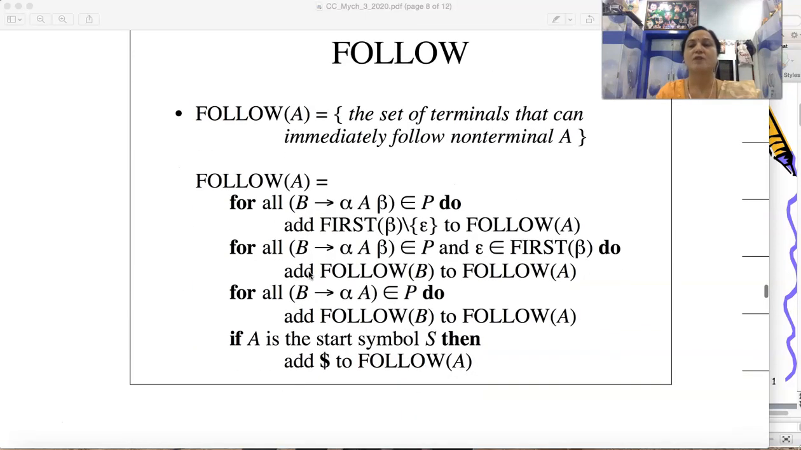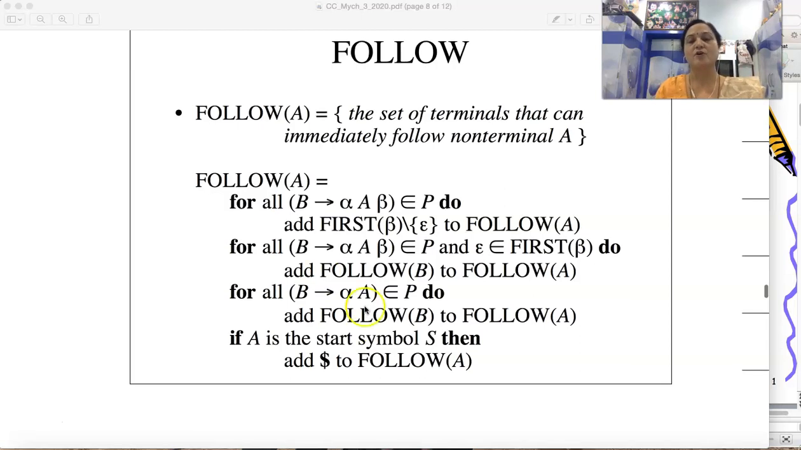Now let's see what the rules for computation of follow are. What do you mean by follow? Follow of non-terminal A means the set of terminals that can immediately follow non-terminal A, right? So for any non-terminal A, whatever terminal follows that A is called the follow of A. So these are the 4 rules for computation of follow.